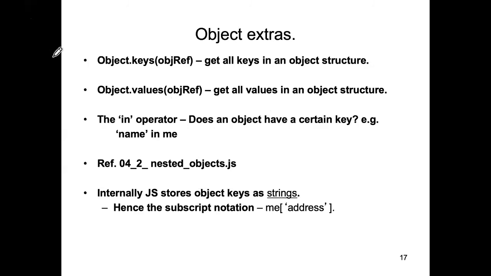The in operator, again, was introduced in, I'm not sure if it was ES6 or ES7, but the in operator allows you to write expressions like this. Typically you would use this expression in an if statement where you're checking to see, does a particular object have a key? So let's assume me is an object reference. This expression checks to see, does the me object have a key called name? It'll either evaluate to Boolean true or false.